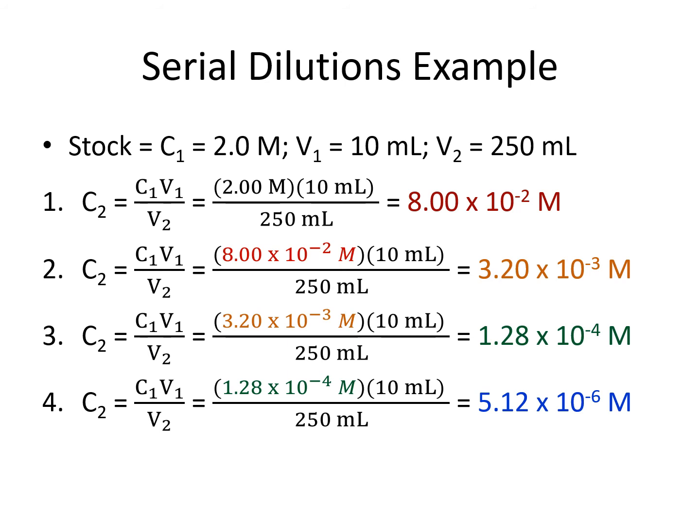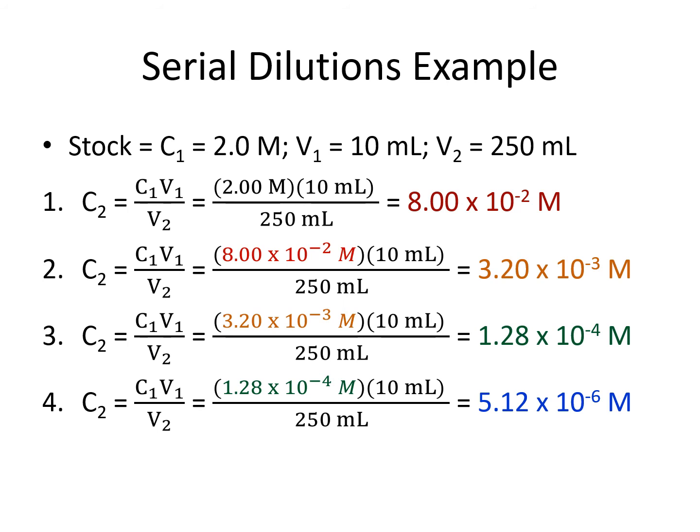Our second volumetric flask is going to be calculated the same way, but we're not taking out of our original 2 molar stock, we're taking out of our first flask that we created. So our C1 in this case, the concentration that we're taking out of, is 8 times 10 minus 2 molar. The other variables are the same. We're doing 10 milliliters each time, and we're diluting to 250 milliliters each time. So really the only thing that's changing in this example is the concentration of our solution that we're pulling from.